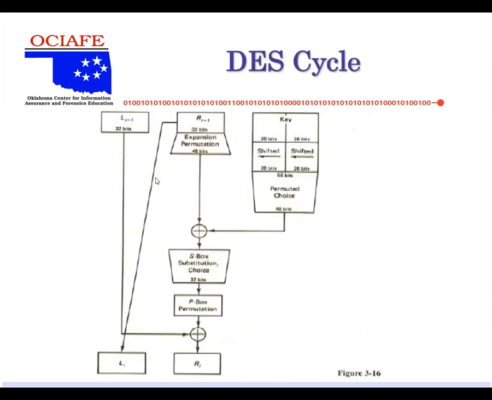And so we've talked about the expansion box. Any questions there? Remember, that's where some of them were duplicated. Substitution box, that's where we just deleted a few of them. And permutation box, we just moved them around. So we covered all those.